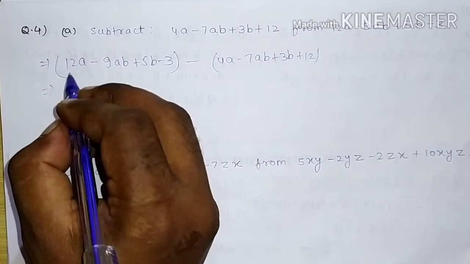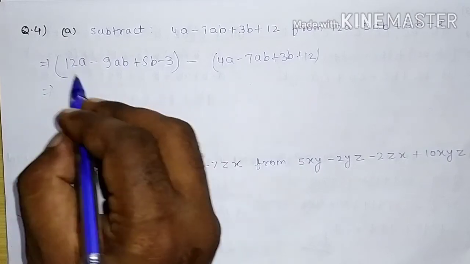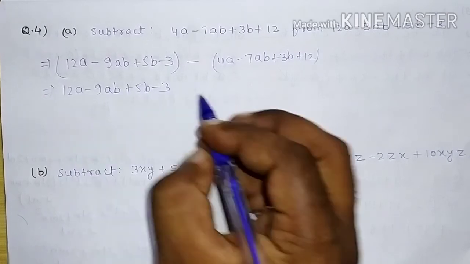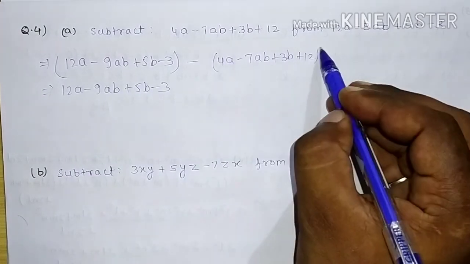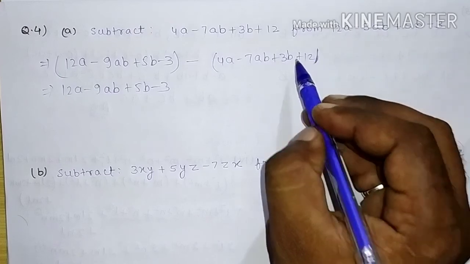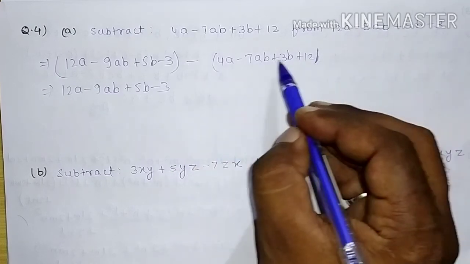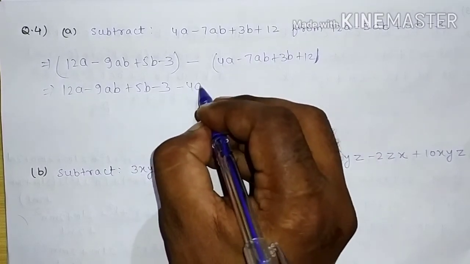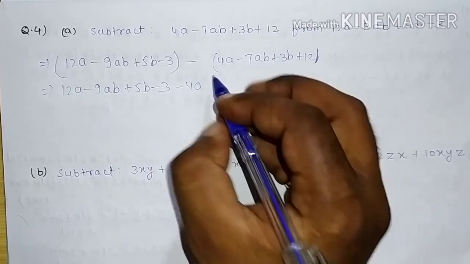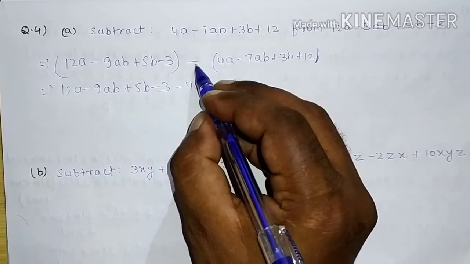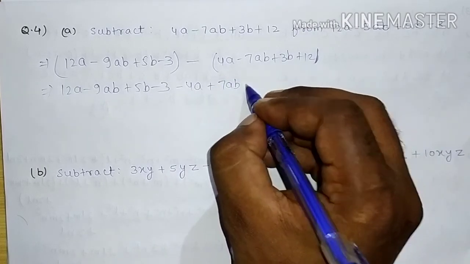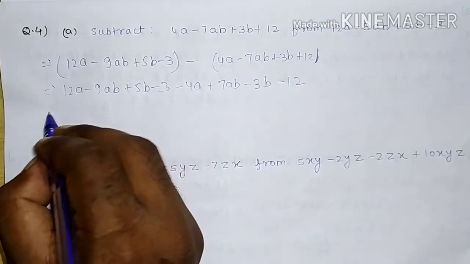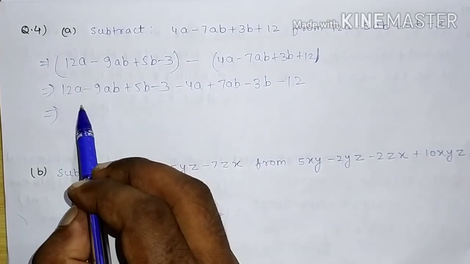Now just simplify it. The first term is written as it is: 12a minus 9ab plus 5b minus 3. And minus, when we open this bracket, means minus is multiplied in all the terms. So minus into 4a is minus 4a, minus into minus 7ab means plus 7ab, minus into plus 3b is minus 3b, and minus into plus 12 will be minus 12. So simply just add like terms.